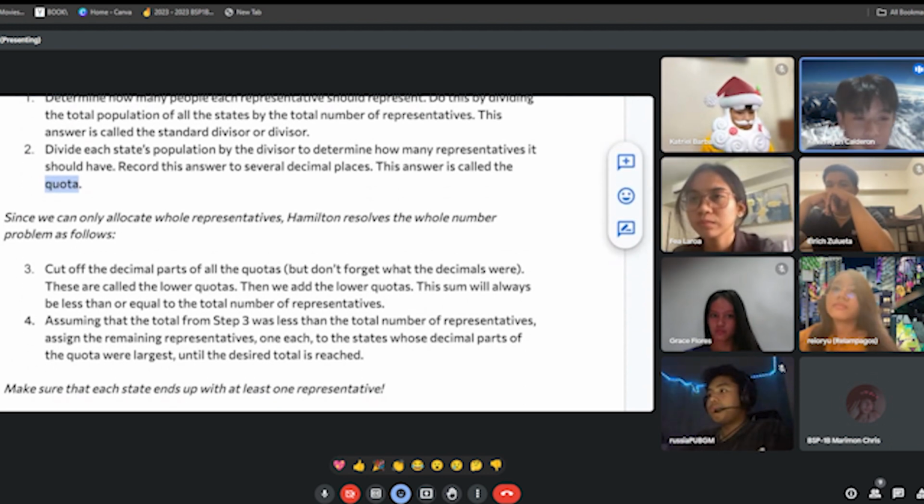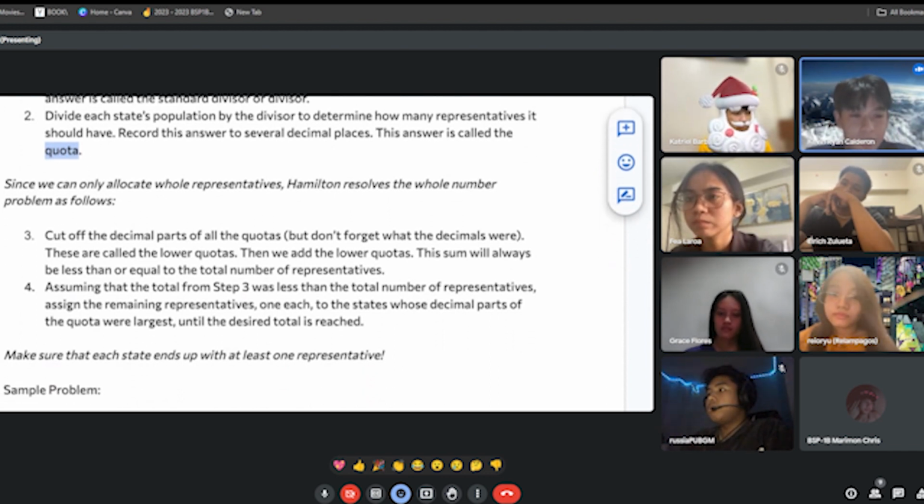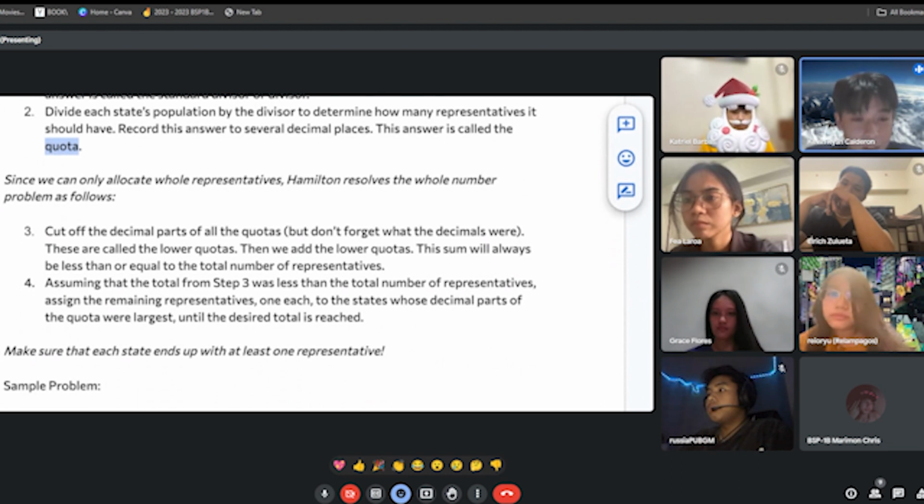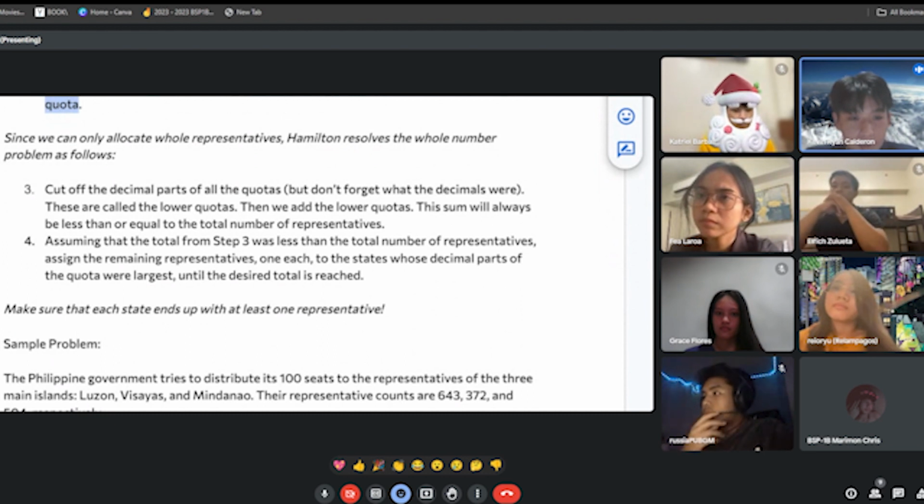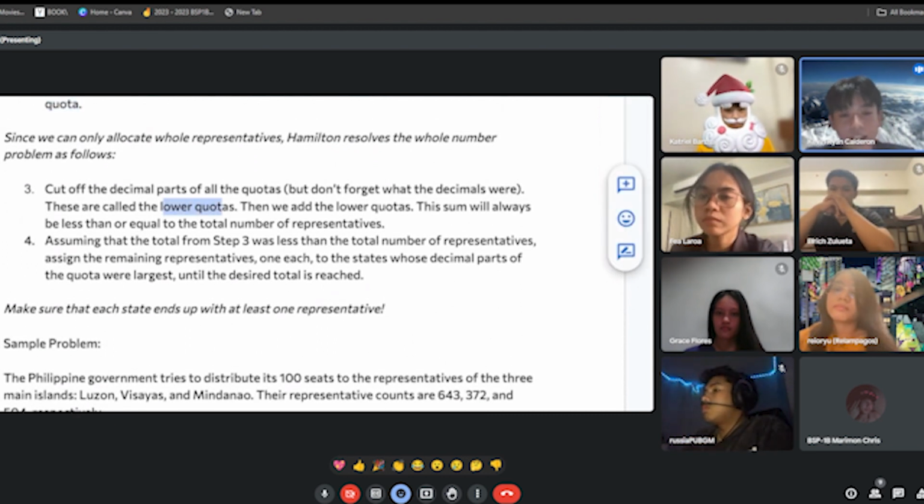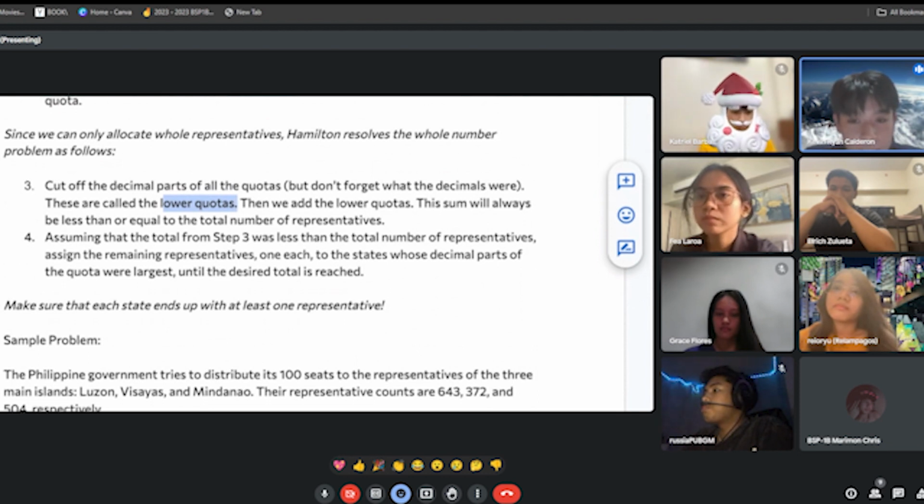So since we can only allocate whole representatives, Hamilton resolves the whole number problem as follows. For step 3, cut off the decimal parts of all the quotas, but don't forget what the decimals were. These are called the lower quotas. So remember that class, lower quotas. Then we add the lower quotas. This sum will always be less than or equal to the total number of representatives.